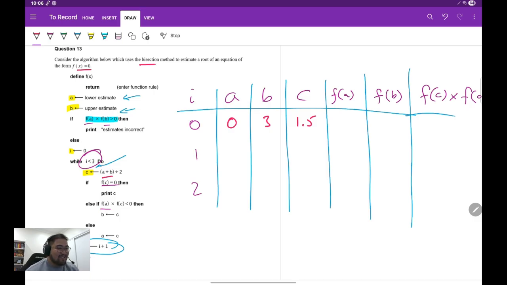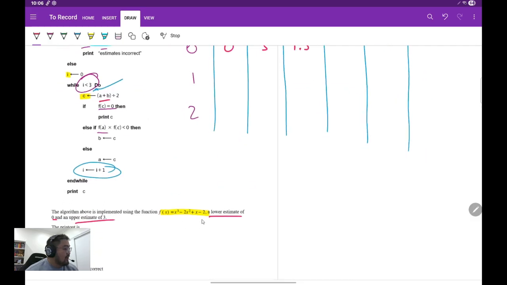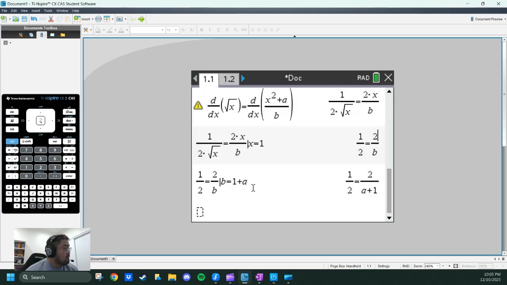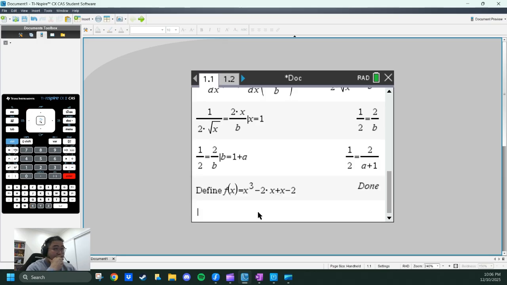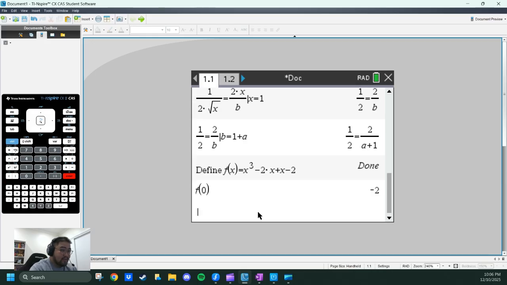Let's use our CAS now to complement this idea, because we need to substitute our values for A and B into this equation and see what we get. So I'm going to use my define function. Define f of x is equal to x cubed minus 2x squared plus x minus 2. Okay, so what was the first one? What is f of 0? And what is f of, what was it, 3?